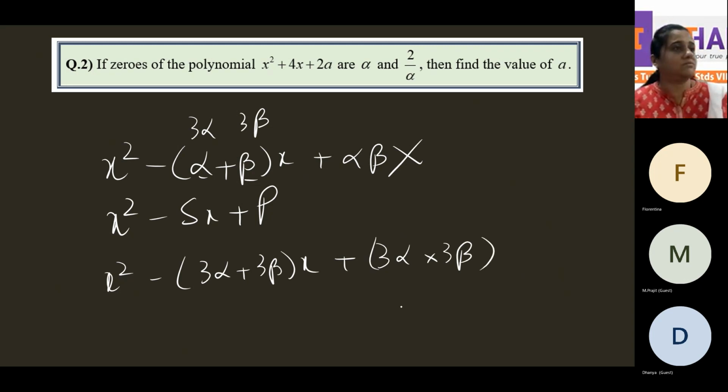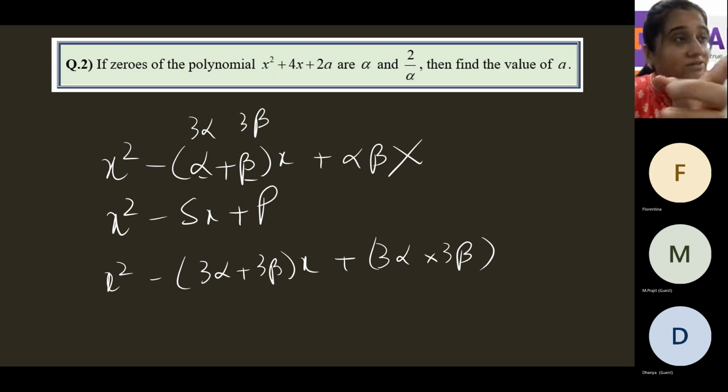You must write this one. What is the standard form, children? Please listen. The standard form is x square minus (alpha plus beta) of x plus alpha beta, if alpha and beta are the zeros. But what are the zeros here? 3 alpha and 3 beta. Then what will be the standard form?